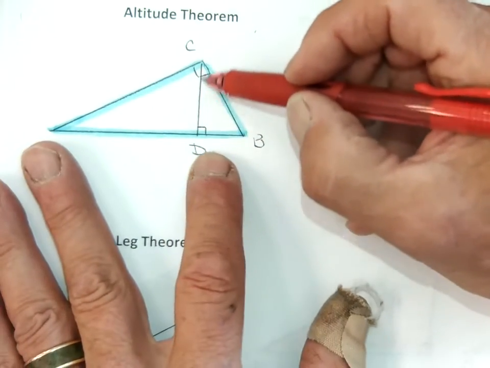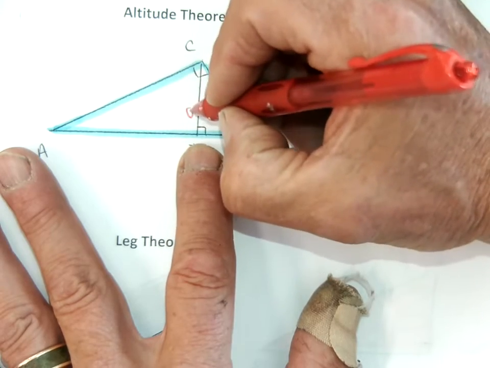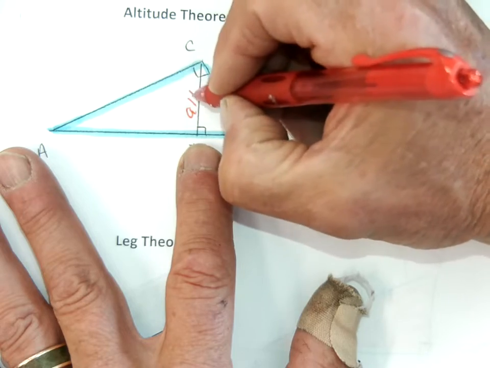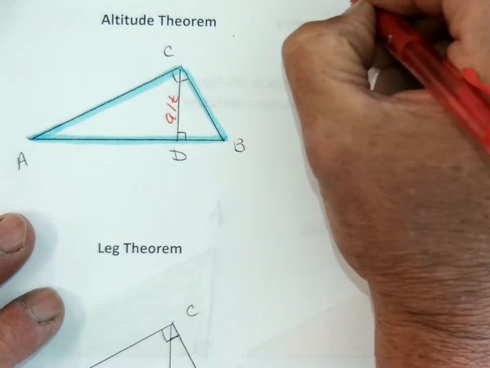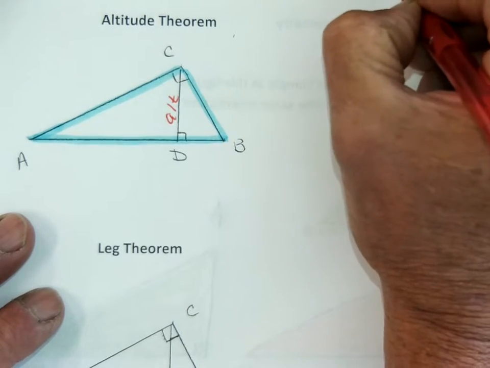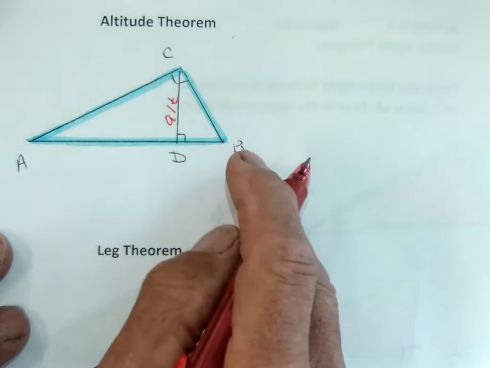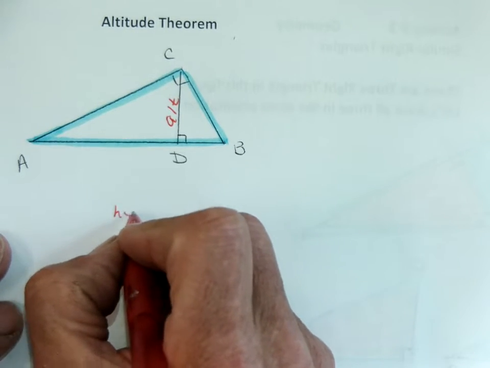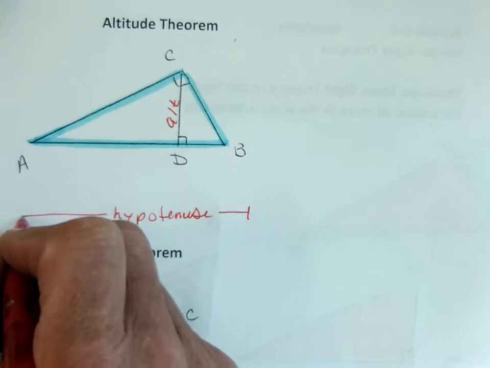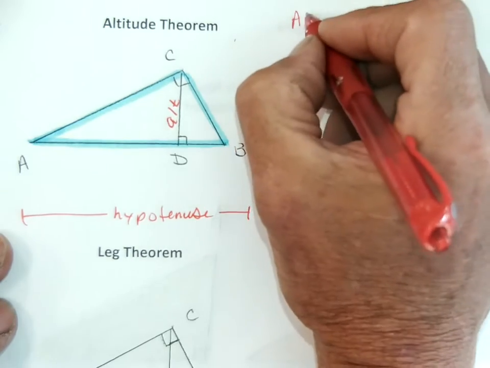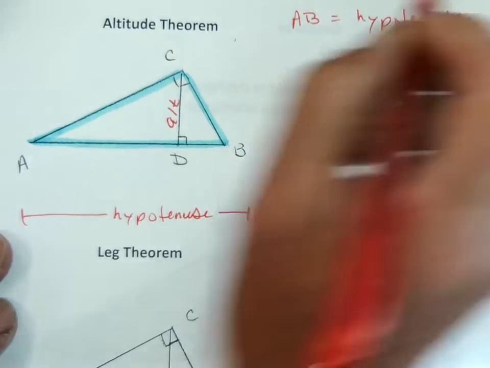Okay, CD is called the altitude because it's the height. So CD, this is my altitude. That's my altitude, okay? CD is my altitude. It's the altitude because that's the height of the triangle, okay? AB is the hypotenuse. So AB is the hypotenuse. Okay? So far, so good.